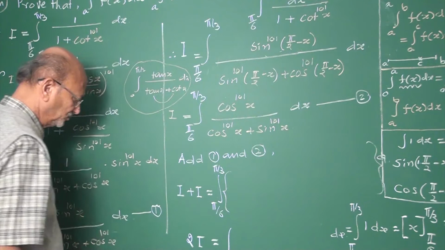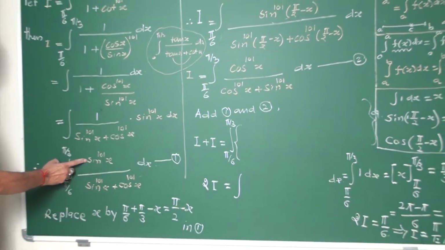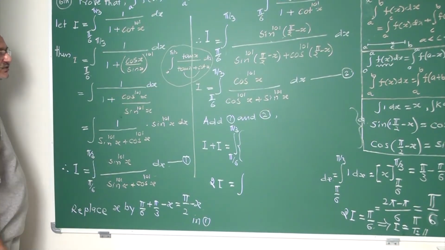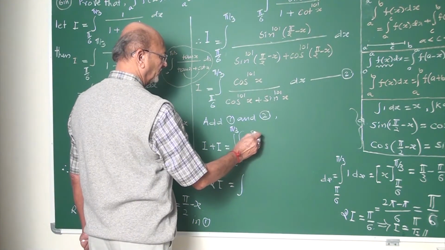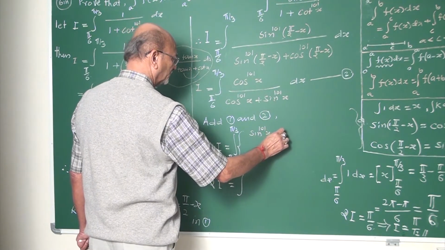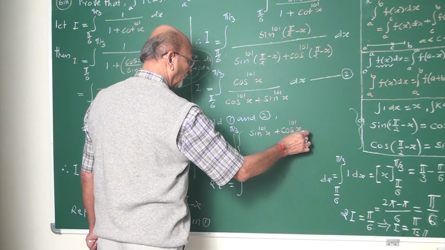add 1 and 2. What is 1, my friends? This is the integral of 1. Sin upon sin plus cos, cos upon cos plus sin is 2. Right there. Integral of 1 is sin to the power 101x plus cos to the power 101x.